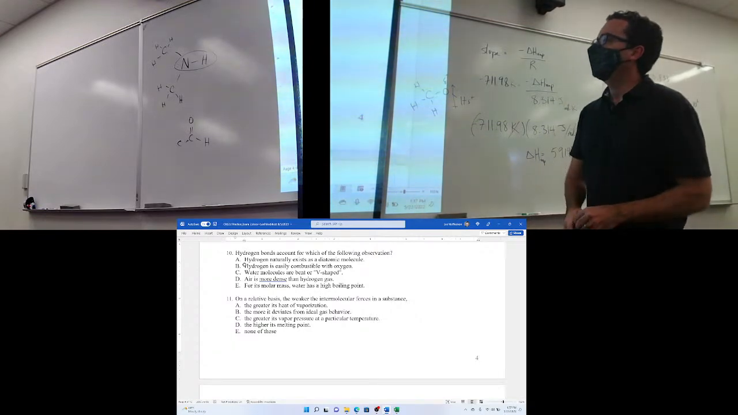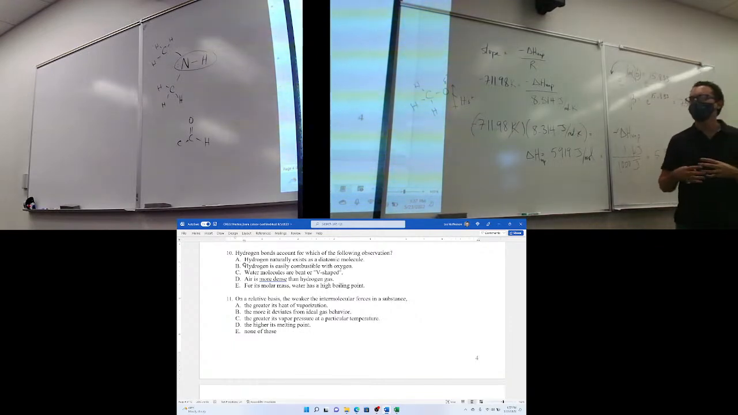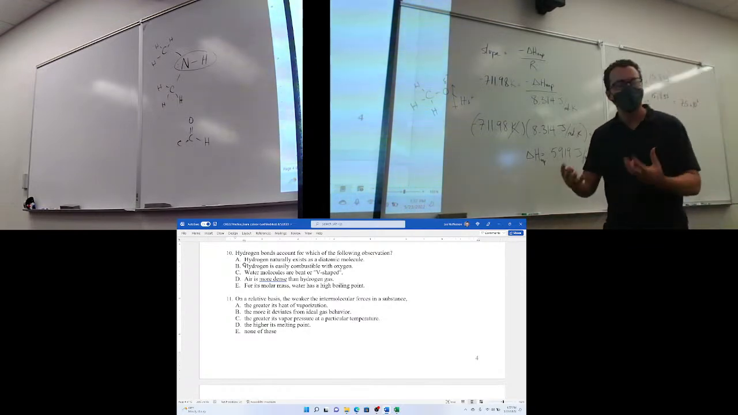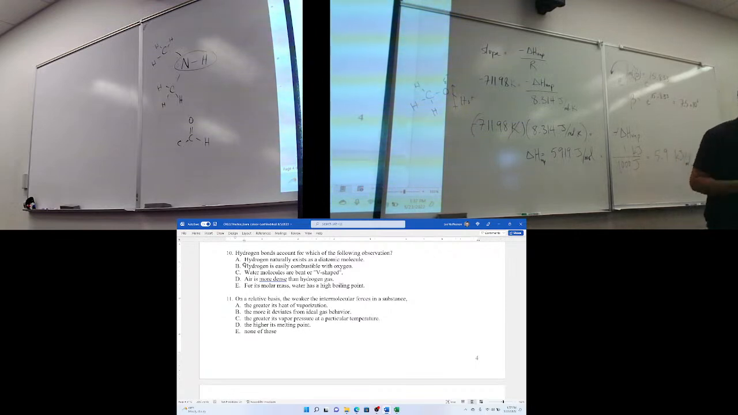So on a relative basis, the weaker the intermolecular forces in a substance, the greater its heat of vaporization. That's not true. Strong IMFs create things that have a high heat of vaporization. High heat of vaporization means more heat is required to vaporize it. You need to add more energy to overcome those intermolecular forces. Sorry, my glasses fog up.